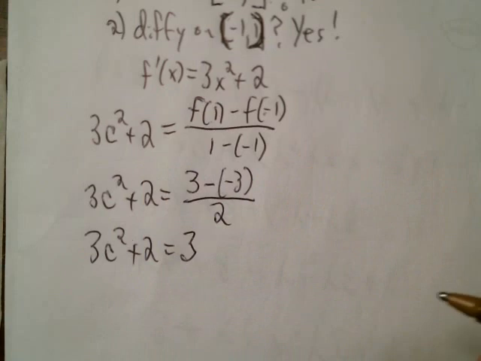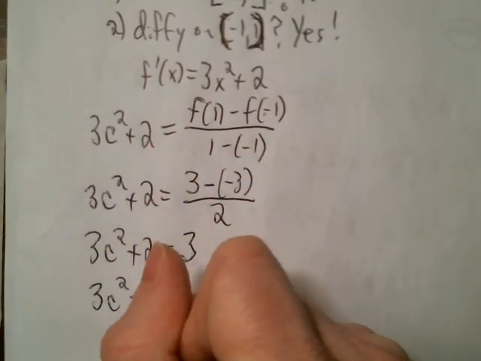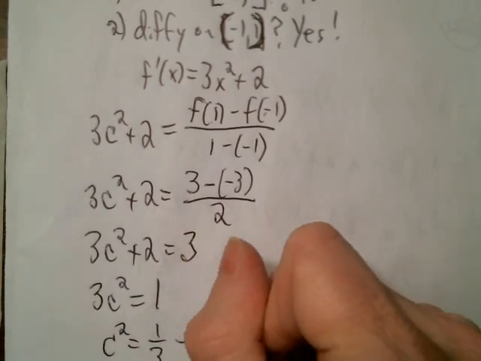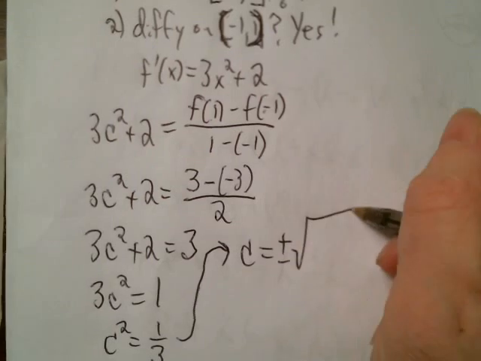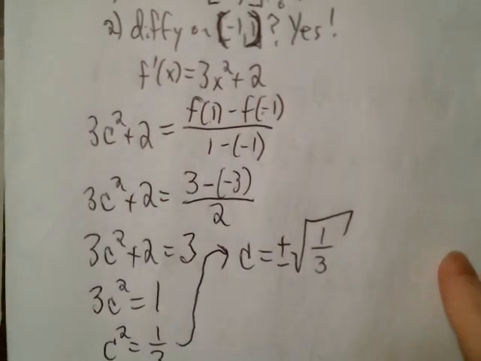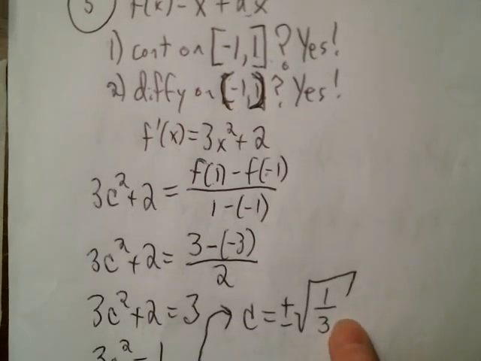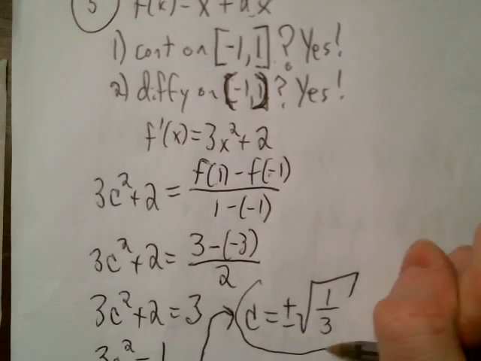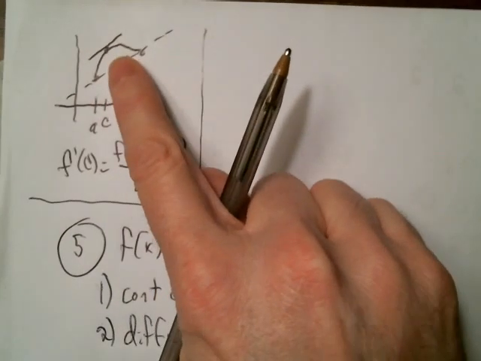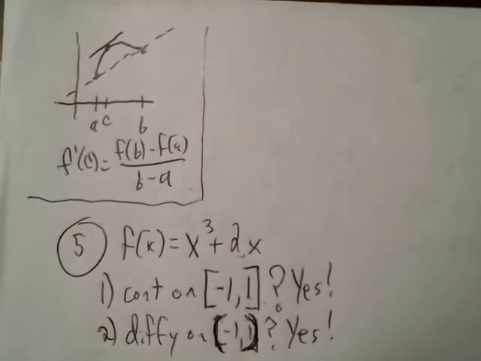Then subtract 2, so 3c squared equals 1, and then c squared equals 1 over 3. Then you could use the square root property: c is equal to plus or minus the square root of 1 over 3. So this time we have two c values in the interval where it works. Both of these are in our interval, so that'll be your answer. There are two places where the instantaneous velocity is equal to the average velocity. You can think of it physics-wise.